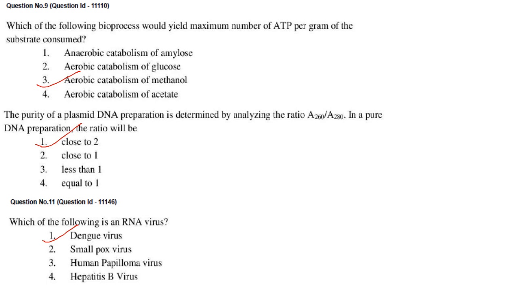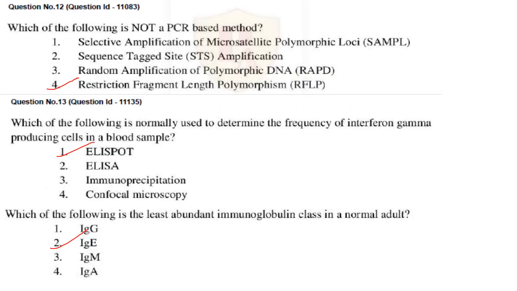Then next one. Which of the following is an RNA virus? So dengue is a single-stranded positive sense RNA virus. That itself is the answer. Smallpox virus is a double-stranded DNA virus. HPV, or human papilloma virus, is a double-stranded DNA virus. And hepatitis B virus is a small DNA virus. So the answer here is dengue virus.